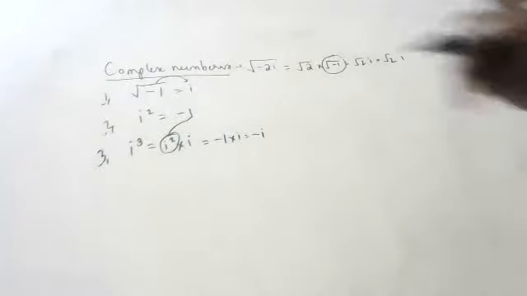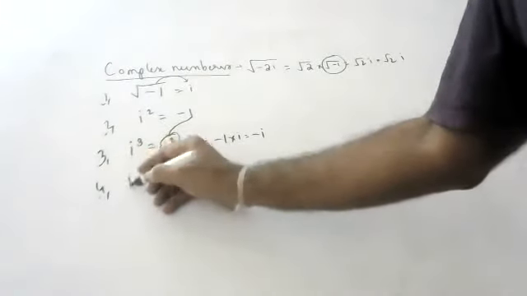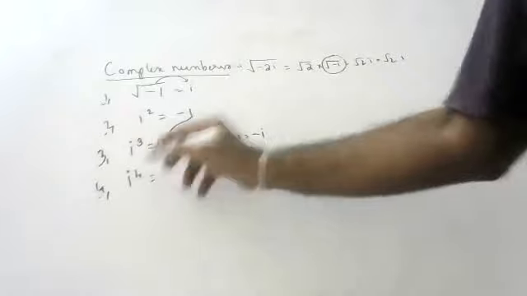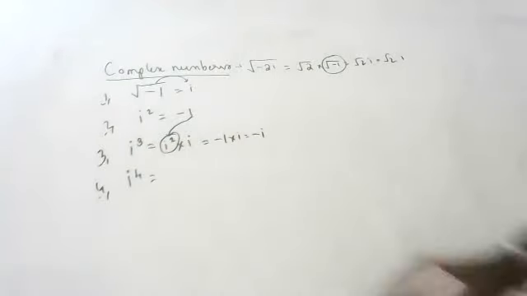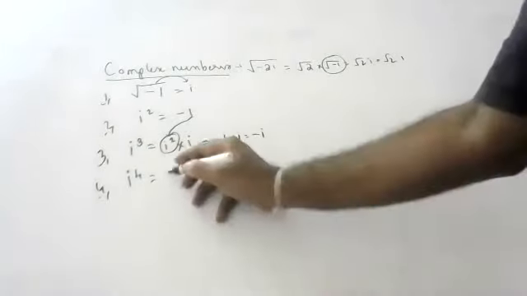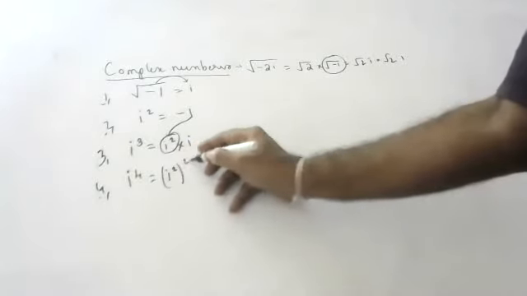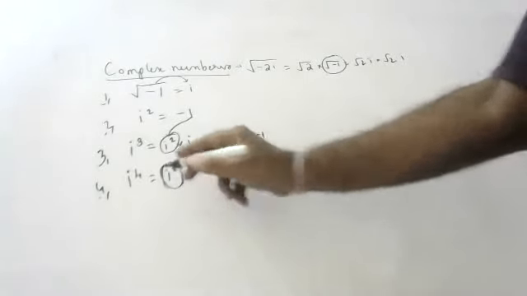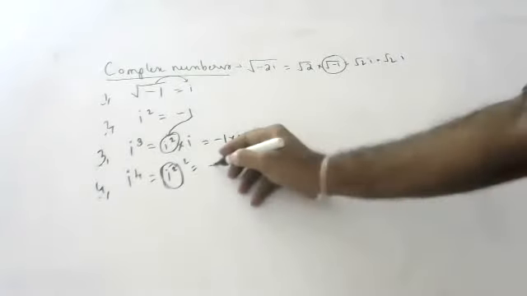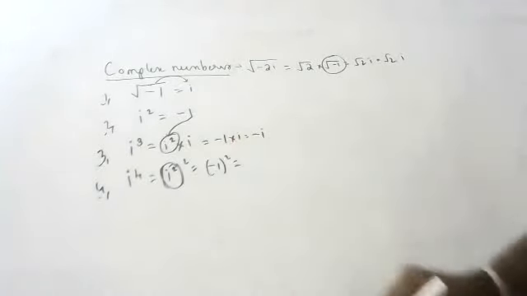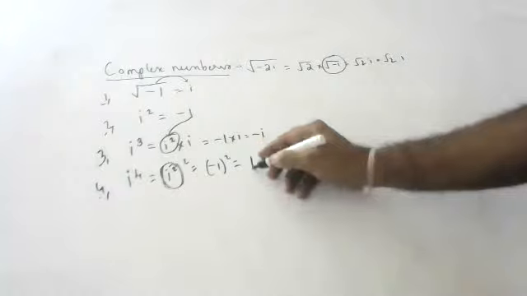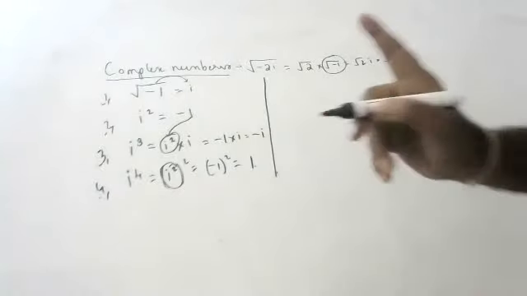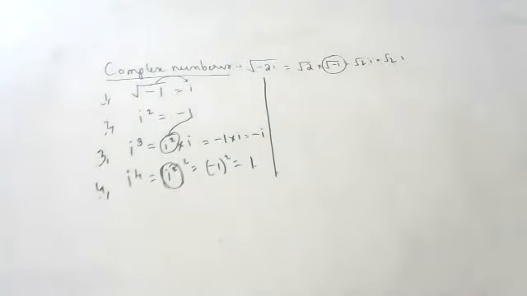And last, if you remember these 4 things, so many sums you will get. I to the power of 4, what can we write, children? I square whole square. What is i square? Minus 1. Minus 1 whole square is how much? 1. That's all. If you can remember these 4 things, any sum you can do.